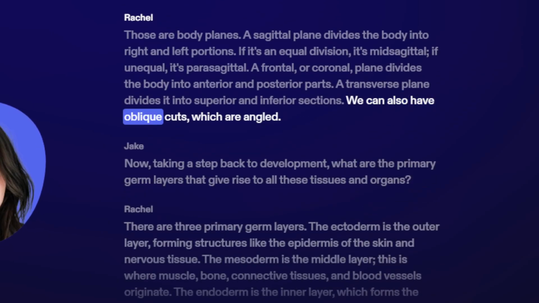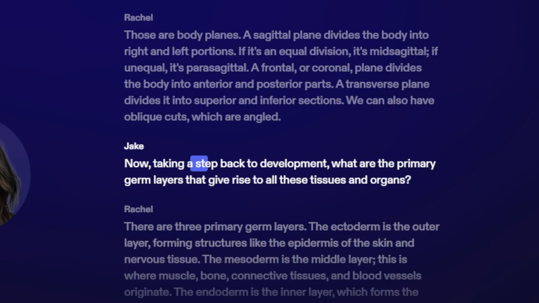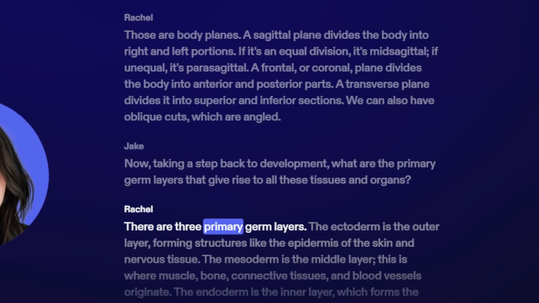We can also have oblique cuts, which are angled. Now, taking a step back to development, what are the primary germ layers that give rise to all these tissues and organs? There are 3 primary germ layers.